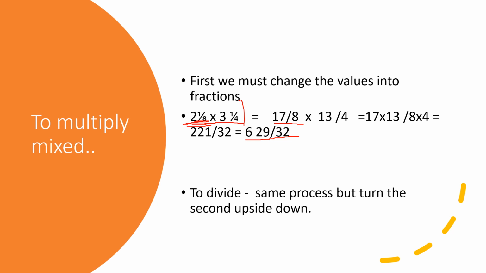Down here, there's going to be 4 quarters in every whole one. We have 3 of them. So 3 times 4 is 12, plus the one we've already got on the top is 13 over 4. We're going to multiply these. So we're going to multiply our top numbers together, 17 times 13, and then we're going to multiply our bottom numbers together, 8 times 4 here. We get an answer and we simplify it as much as we can. If I'd asked you to divide, you would simply have turned that second fraction upside down.